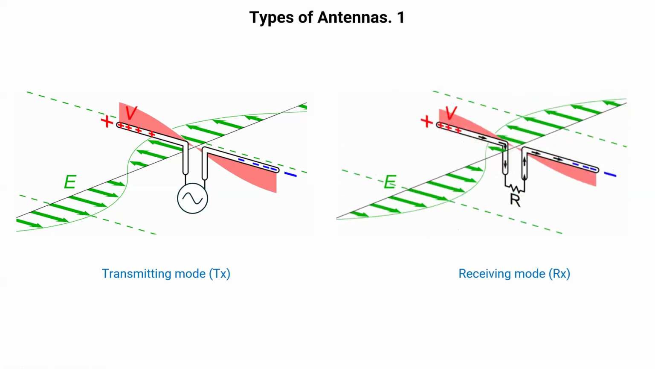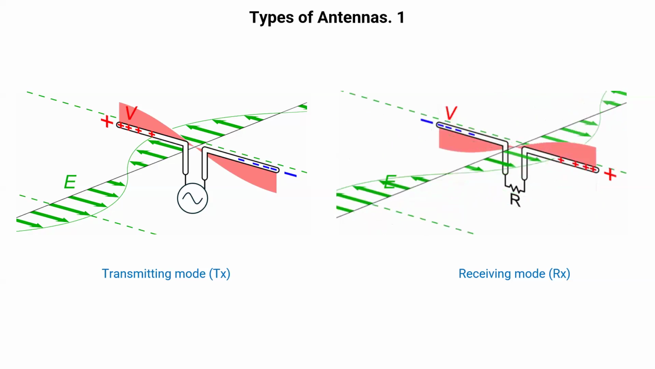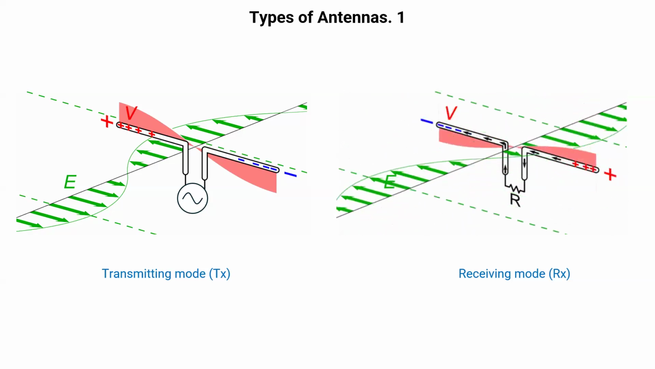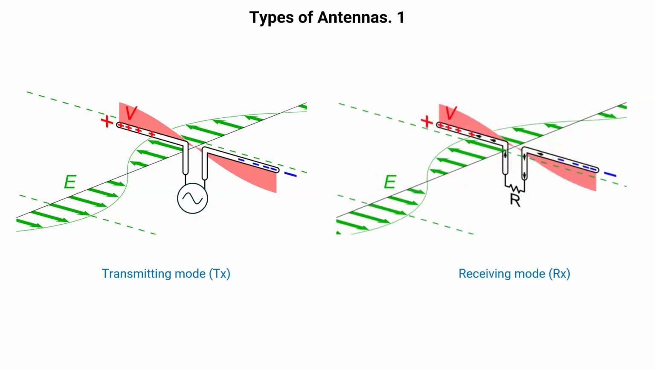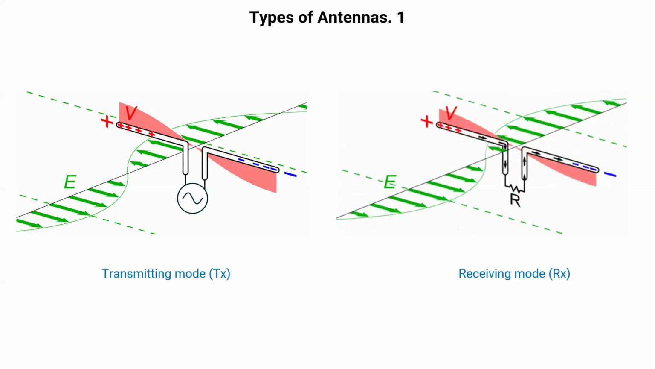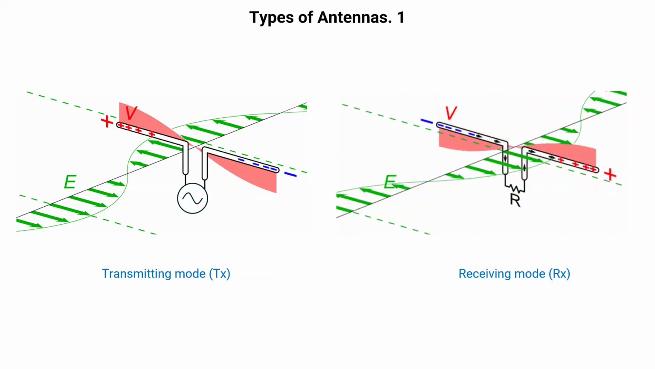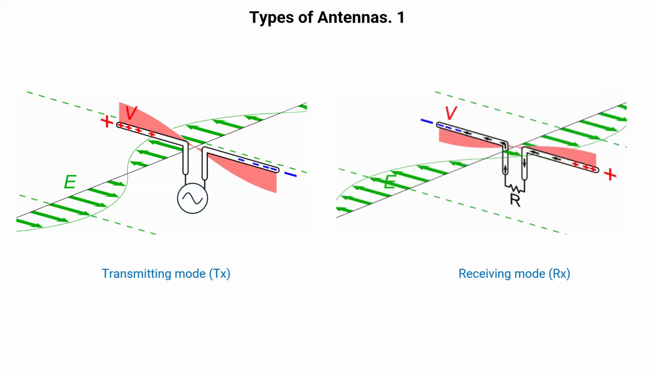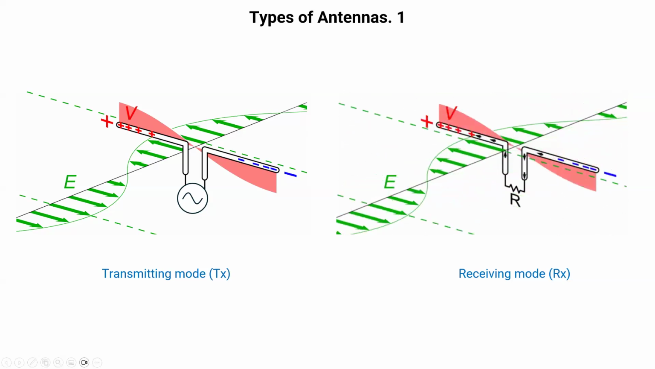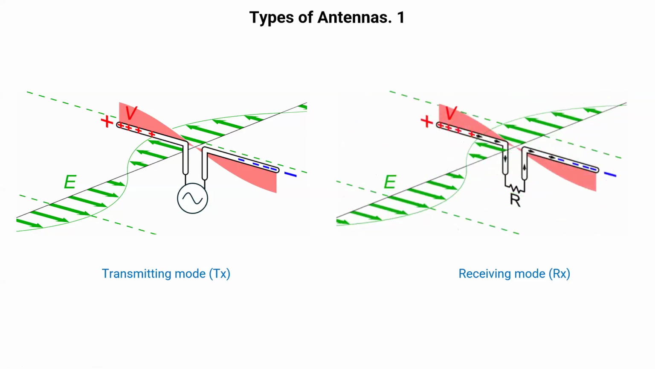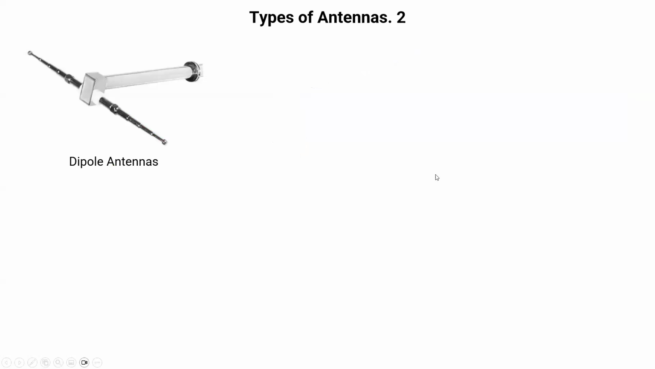Transmitting and receiving mode: a linear antenna, meaning no active elements, can work in both transmitting and receiving mode with the same efficiency, according to the so-called reciprocity theorem. However, active antennas can work differently in transmitting and receiving mode.